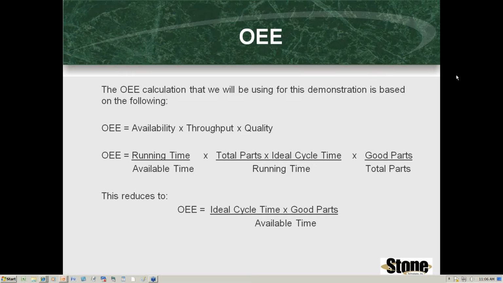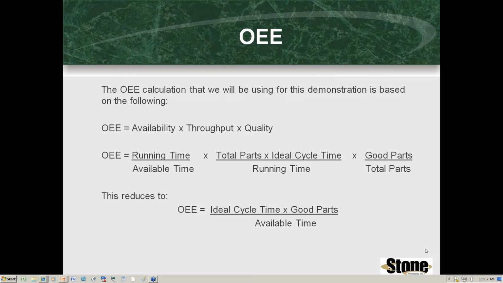If you dissect each one of those three segments, availability is your running time divided by your available time. Run time, in this example, will be the actual time that you're physically producing a product. Available time is the amount of time that you should be producing product. The throughput calculation can be looked at as your total parts through the system times your ideal cycle time, or your theoretical maximum, divided by your run time.